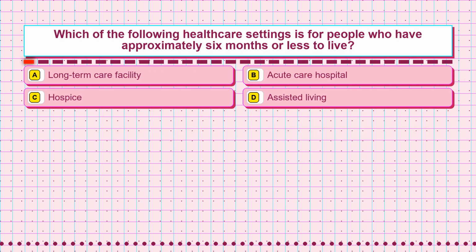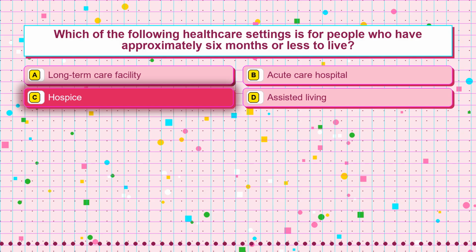Question 22. Which of the following healthcare settings is for people who have approximately 6 months or less to live? Option A. Long-term care facility. Option B. Acute care hospital. Option C. Hospice. Option D. Assisted living.